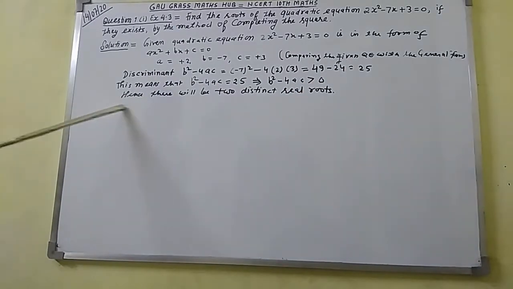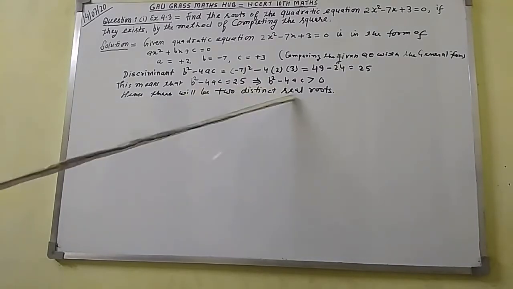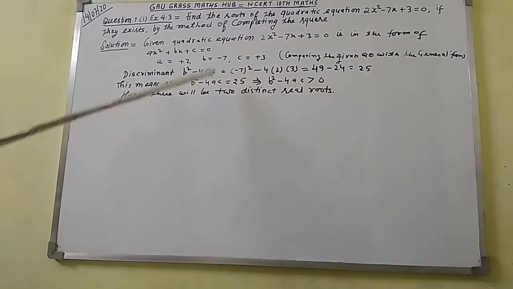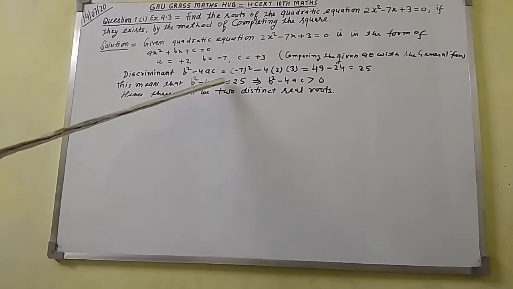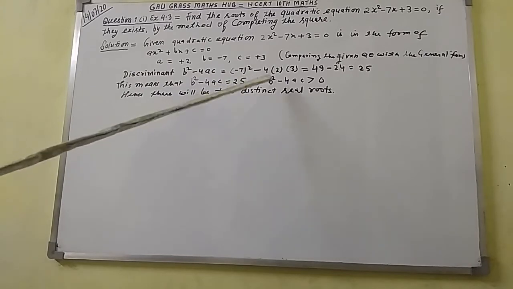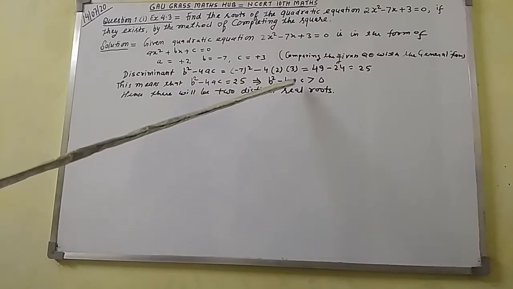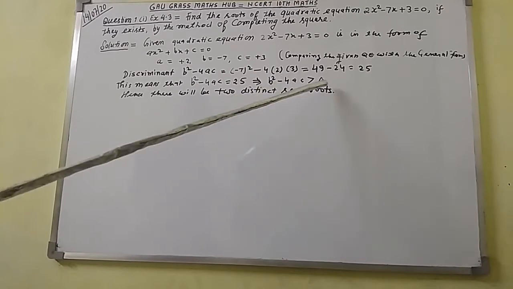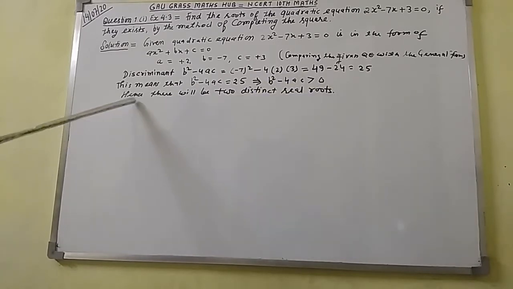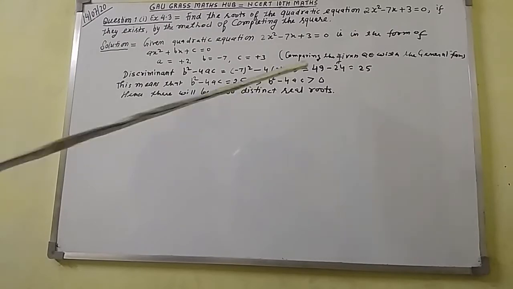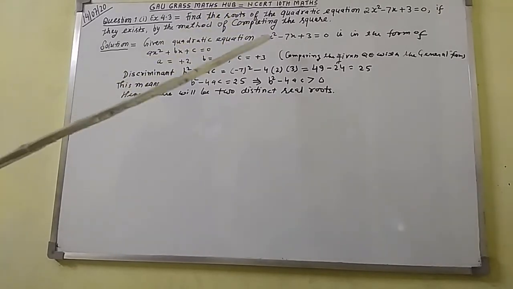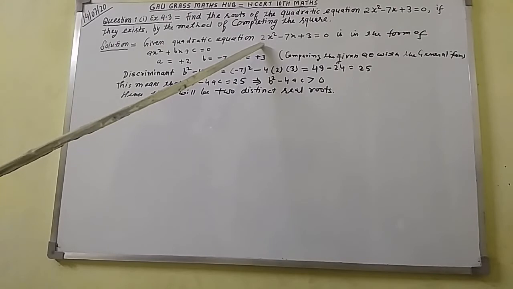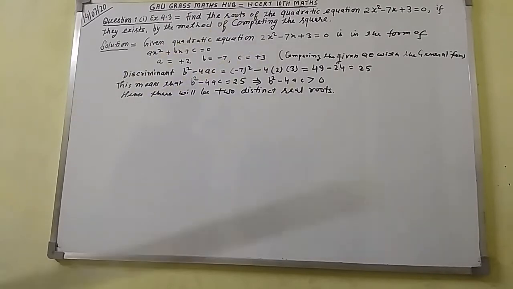Here you will get, hence there will be two distinct real roots, because here you can see discriminant b square minus 4ac equal to 25. Here the value of discriminant is 25. So 25 is greater than 0. Hence there will be two distinct real roots. So now how will this quadratic equation be solved by the method of completing square?